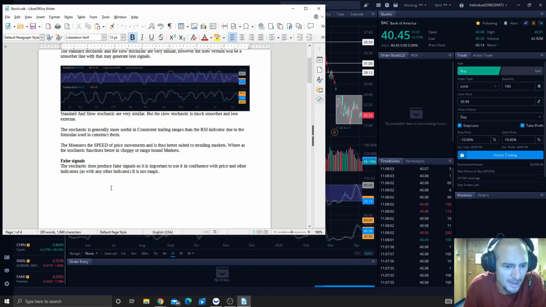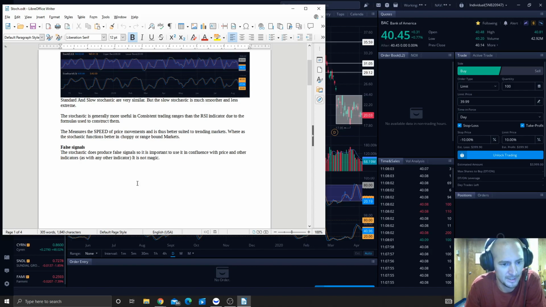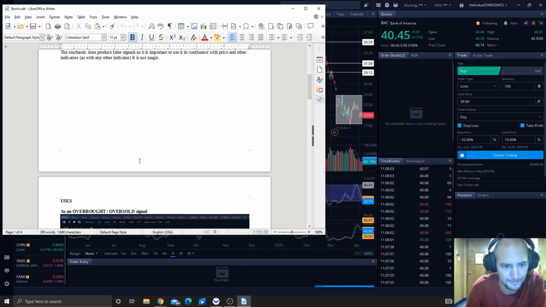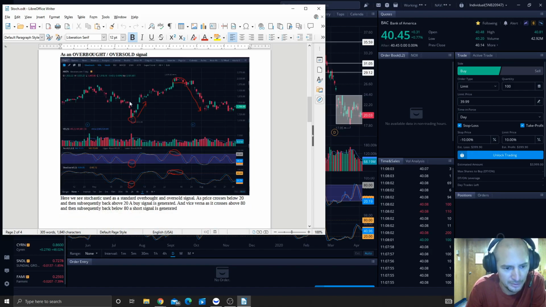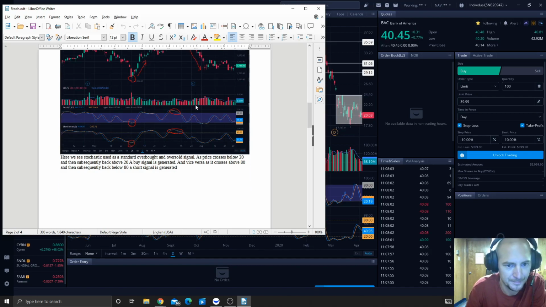So the stochastic does produce false signals just like any indicator, so it's important to use it in confluence with price and other indicators. It's definitely not magic. It can be used as an overbought or oversold signal. You see here the stochastic is below 20, and then it comes back up above that 20 line and price follows, and then here you can see it's above 80 and it does come down below 80, and that's used as a sell signal here.